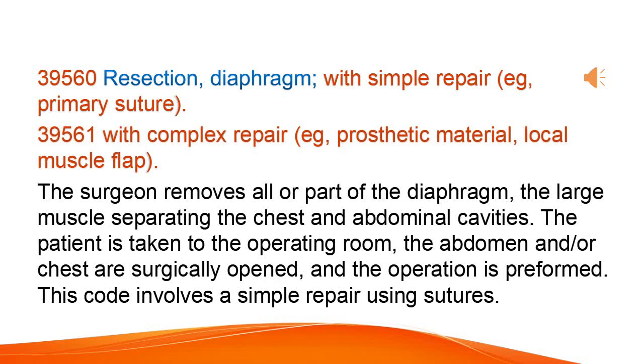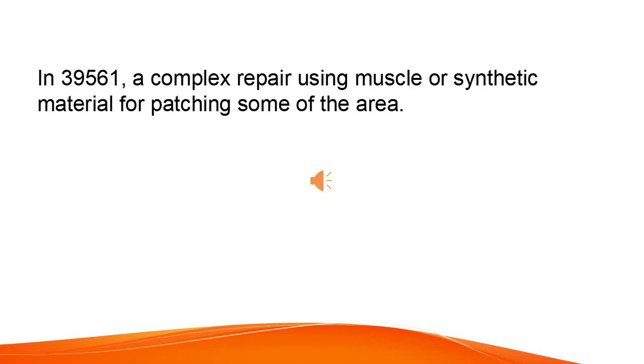Resection, diaphragm, with simple repair, e.g., primary suture. With complex repair, e.g., prosthetic material, local muscle flap. The surgeon removes all or part of the diaphragm, the large muscle separating the chest and abdominal cavities. The patient is taken to the operating room, the abdomen and/or chest are surgically opened, and the operation is performed. This code involves a simple repair using sutures. A complex repair uses muscle or synthetic material for patching some of the area.